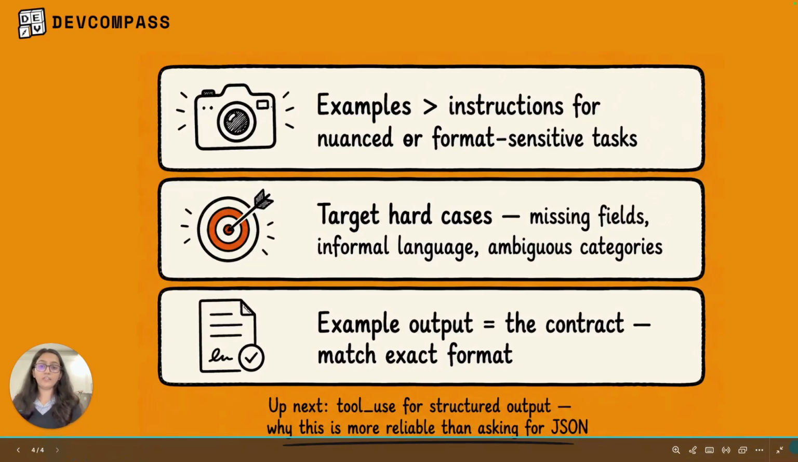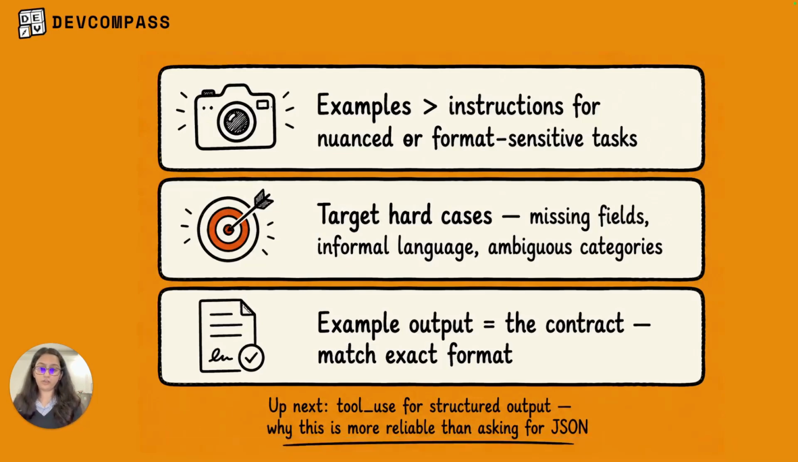So that was all that you need to remember for few shot prompting. Examples are better than instructions for nuanced or format sensitive tasks. Please target hard cases instead of easy ones, in case it's informal language, ambiguous categories or whatsoever. And always remember that the example output should match the exact format. Don't just give any format and expect it to understand it, because it will literally treat it as it is. So that was it. Examples sharpen what Claude produces.